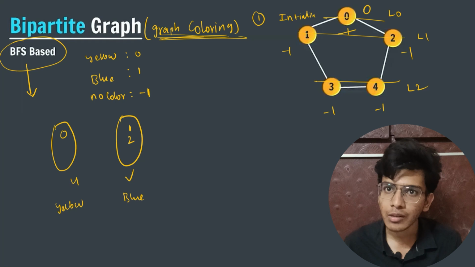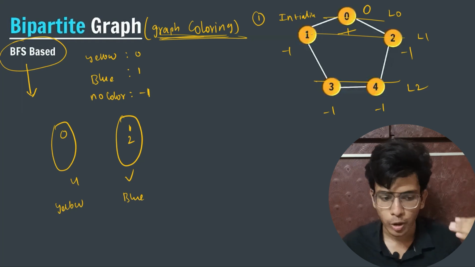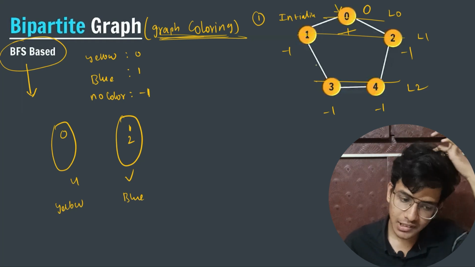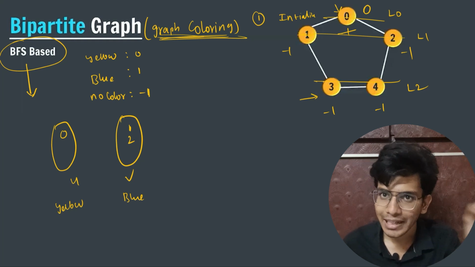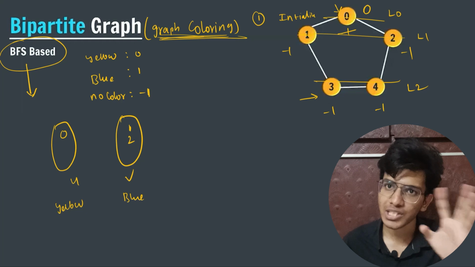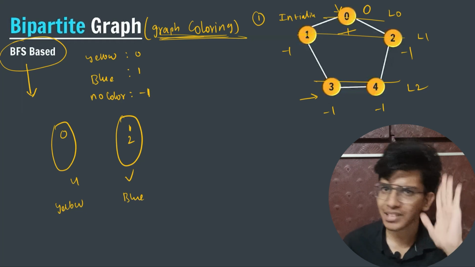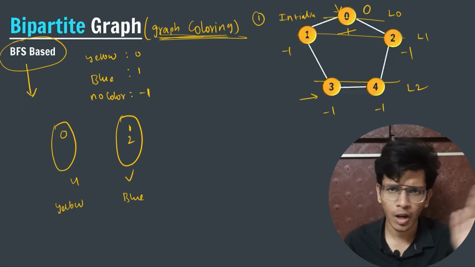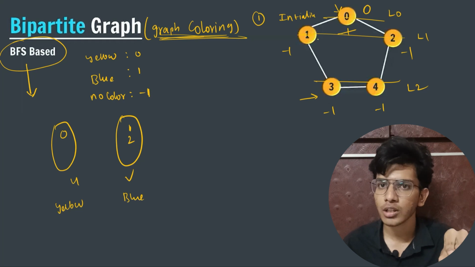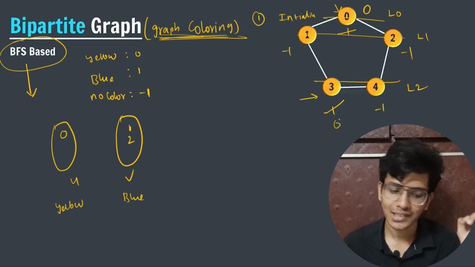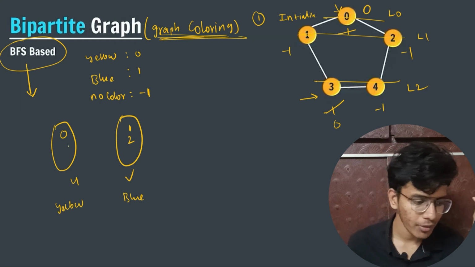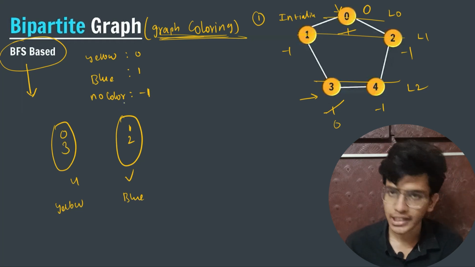And for 1, whatever the neighbors are there, you can see that for 1 the neighbors are 0 and 3. So I will add these two nodes in set 1, which is yellow color. So 0 is already present in yellow color, so I will not touch it again. I will check for 3, it is having no color. So from no color I will assign it with yellow color. So I will add 3 in set 1.